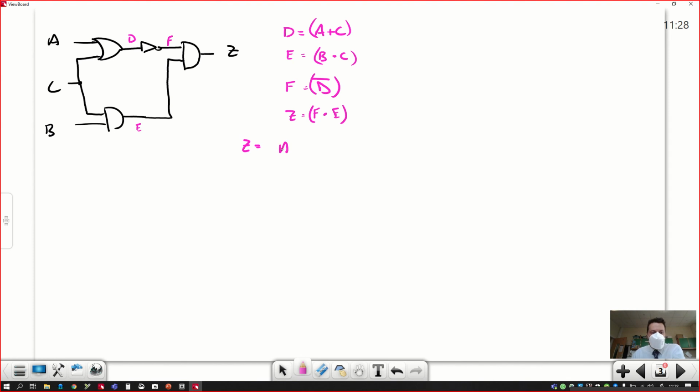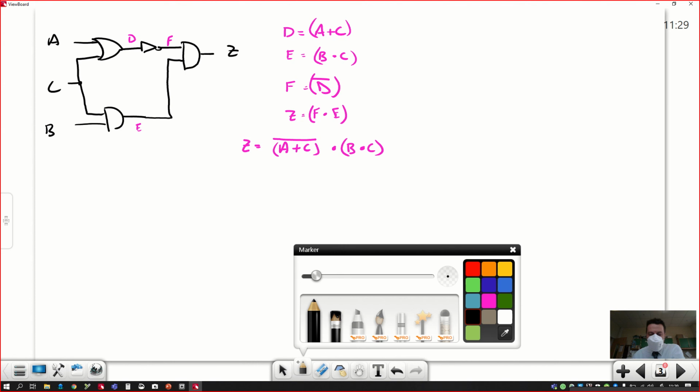So that would be A or C, all not ANDed with C and B. With the brackets in that position. So that's what you should end up with as a Boolean expression. But what I want to do is focus on the truth table at this point.